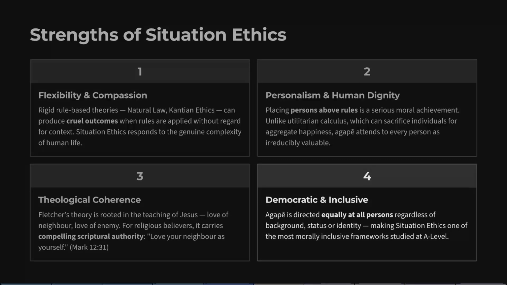And four, agapē is directed equally at all persons regardless of their background, their status, their identity, or relationship. It's the love of enemy as well as friend, stranger, and family. And this makes situation ethics one of the most morally inclusive frameworks in the entire A-level syllabus, and one that aligns with widely shared modern intuitions about human equality and worth. It is democratic and inclusive.